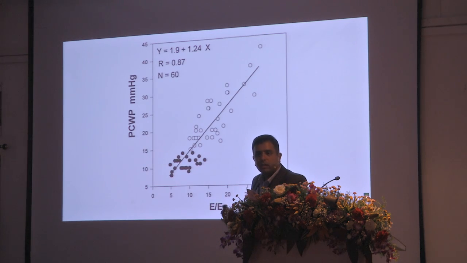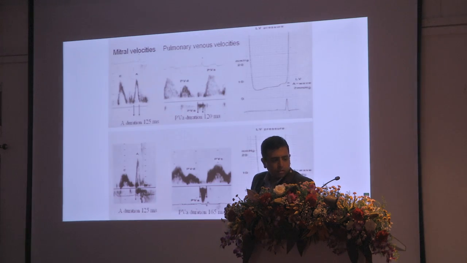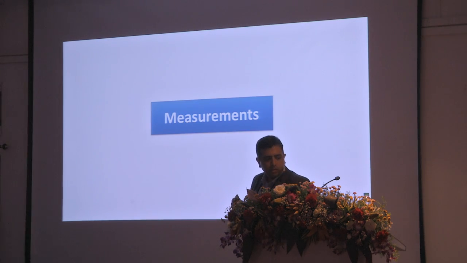We also know that E by E dash more than 15 corresponds best with high LVEDP and wedge pressure, by wonderful studies that were done. This is the earliest study of pulmonary vein, though I personally have not used it for a very long time. So this was a 1993 publication in dogs on the pulmonary vein velocities' correlation with the LVEDP.